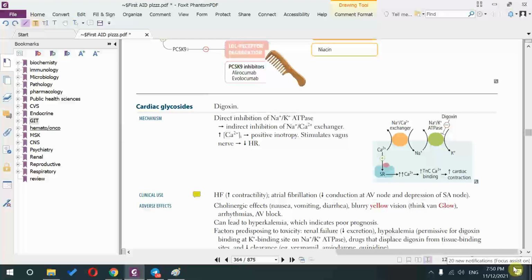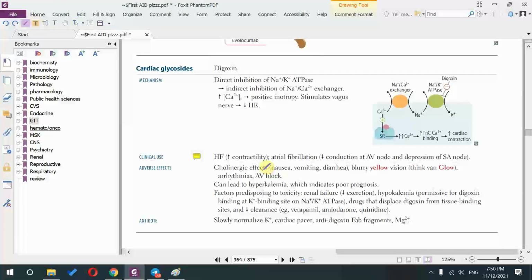Okay. So the clinical use, it's used for heart failure, but you must know one thing, guys. It does not improve the mortality. It's just symptomatic. That's it. It's for the symptoms. It can be used in case of atrial fibrillation, but you must know why. So in heart failure, we use it because it increases the contractility. Notice here, we said that it stimulates the vagus, which decreases the heart rate. Cool. So we use it in AFib. Why? Because of the stimulation of the vagus that decreases the conduction at the AV node and depresses the SA node.